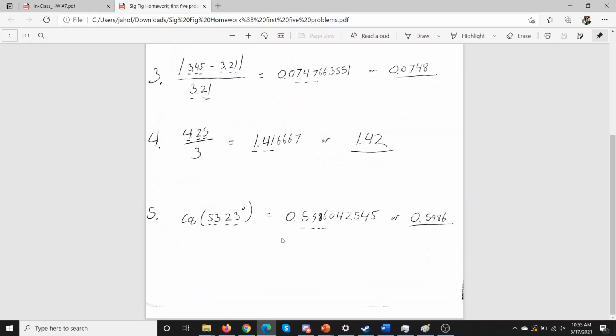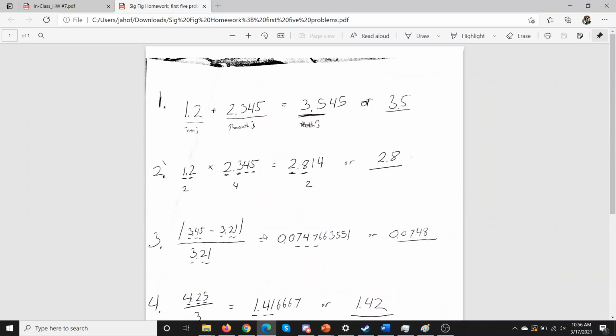I also want to look briefly at number 5, because this is technically not addition, multiplication, subtraction, or division. This is the cosine operator. And for an operator like this, count the sig figs and the answer will have the same number of sig figs, because this operation is doing a series of steps on that number. The precision of the answer depends on the precision of what you put into it. So this number, 53.23, has 4 sig figs in it, so our answer will have 4 sig figs.